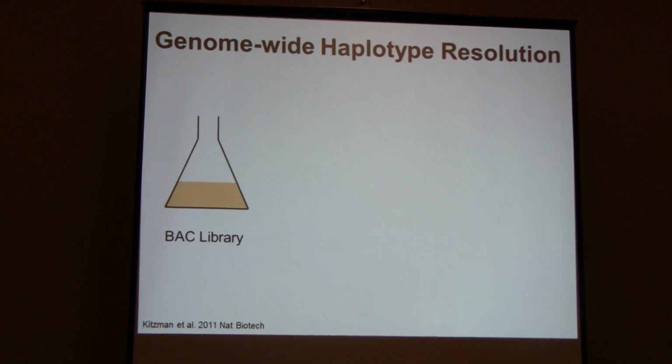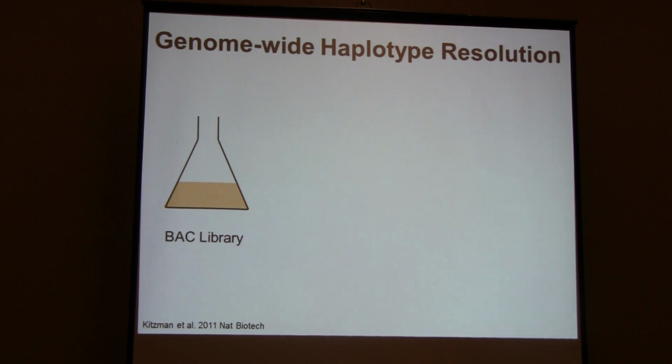So Jacob Kitzman, who is a graduate student in Jay Shendure's lab at the University of Washington, recently developed a clone-based sequencing method that allows us to resolve haplotype phase genome-wide. And so I'm going to walk you through that method. For what we've done, we've started off with BAC clone pool libraries, although it's possible to do this with fosmid pool libraries as well.